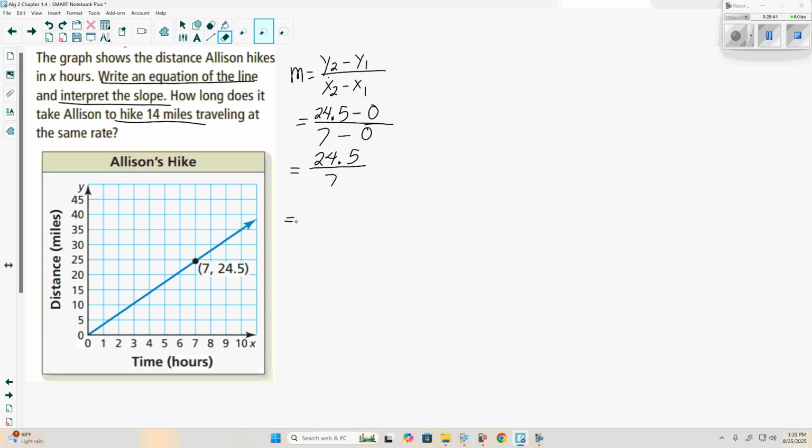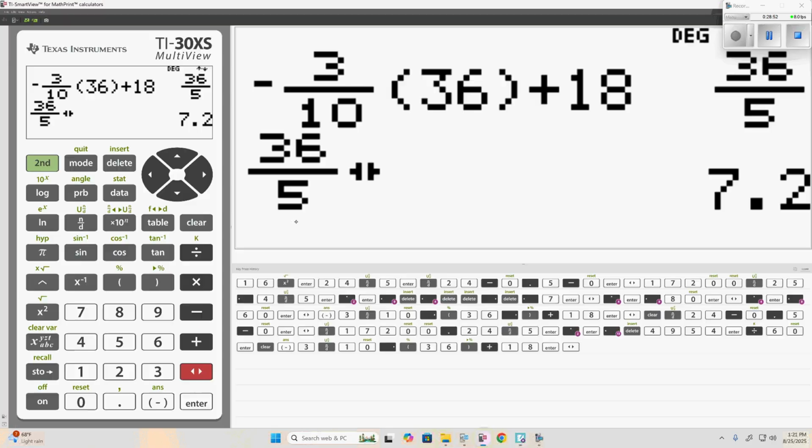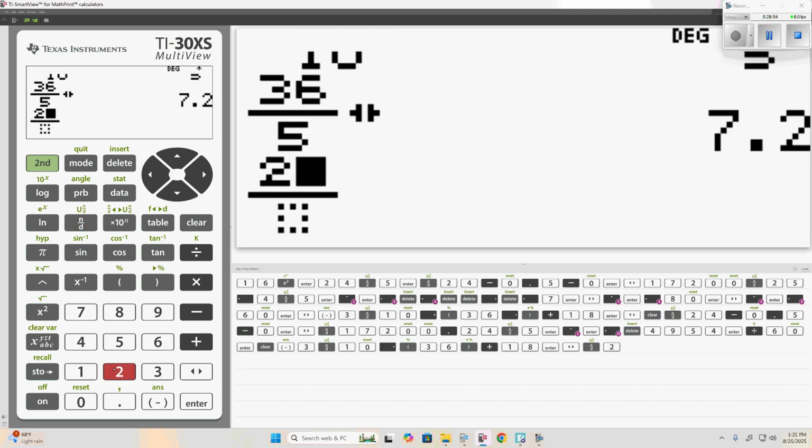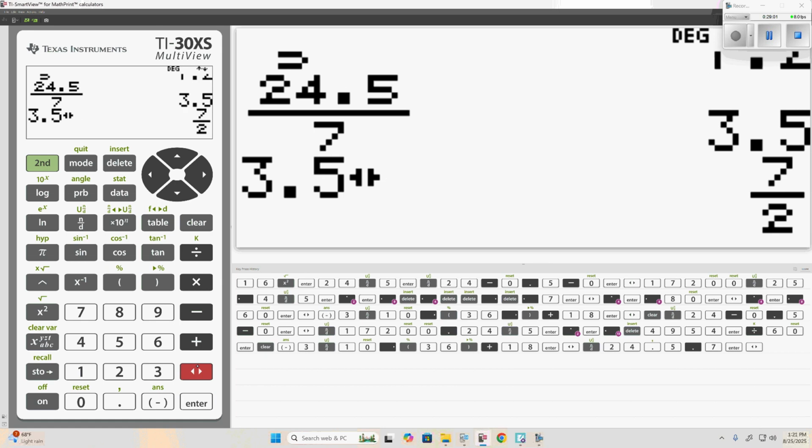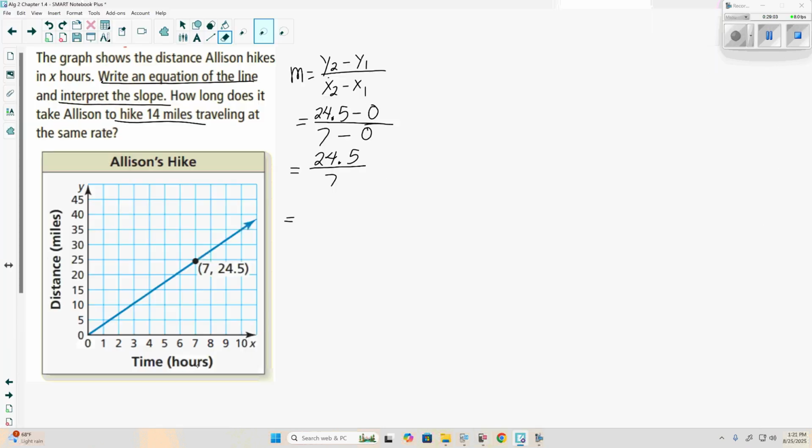Now, unlike the first one we did, we can't leave it as 24.5 over 7. We cannot have decimals and fractions in the same spot. It just doesn't work that way. And there are methods for us to simplify this. We can plug it in the calculator. It tells us it's 3.5 or 7/2.